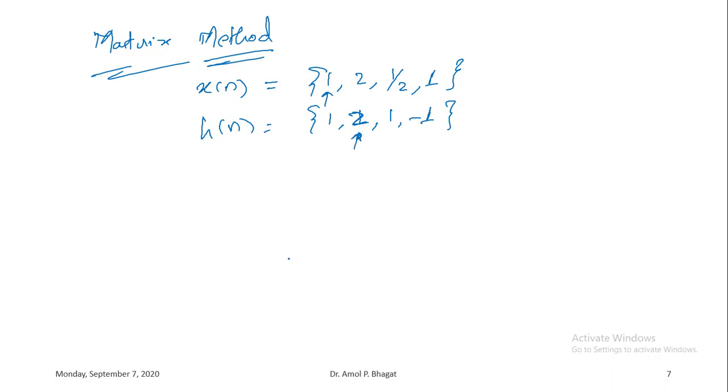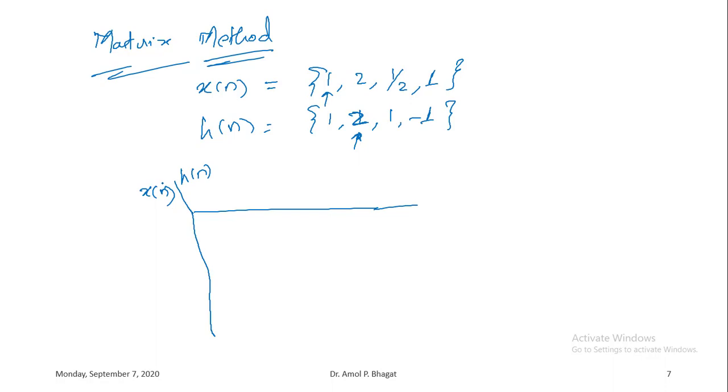Okay, so how is the matrix method performed? Okay. So simply we will obtain a matrix here, right, where you will be plotting the values of h of n and x of n simply.